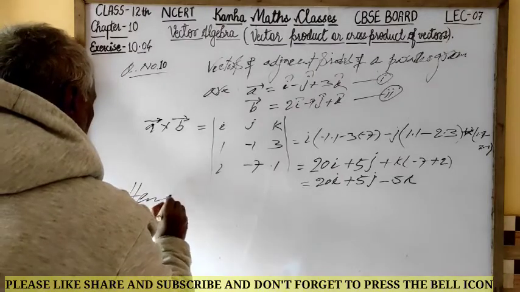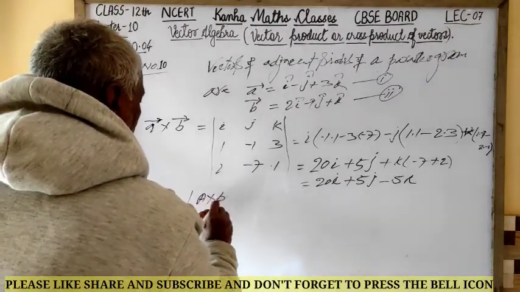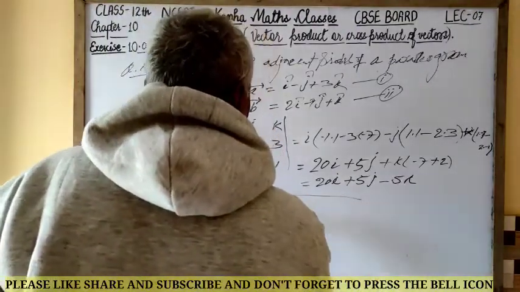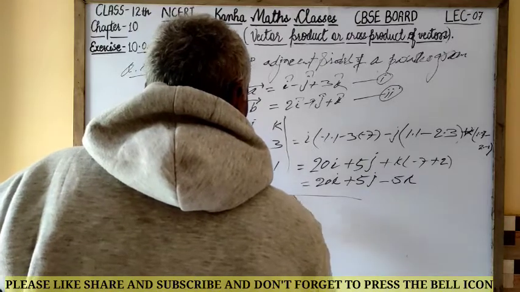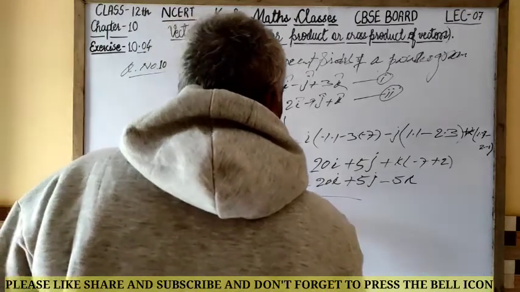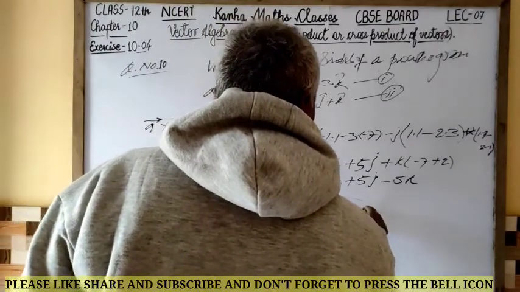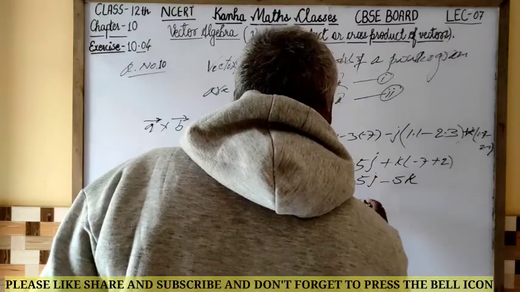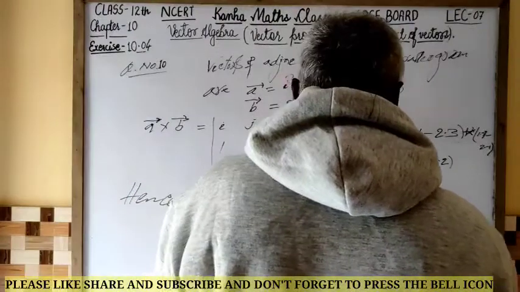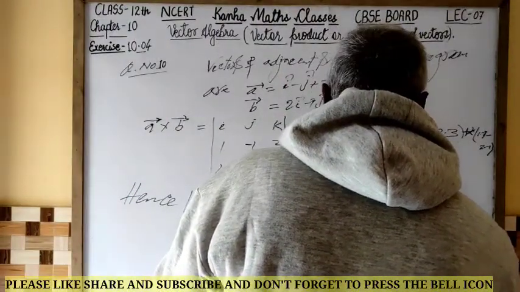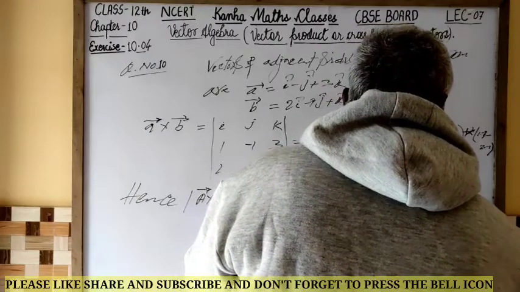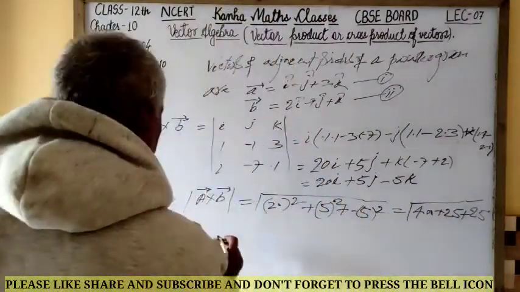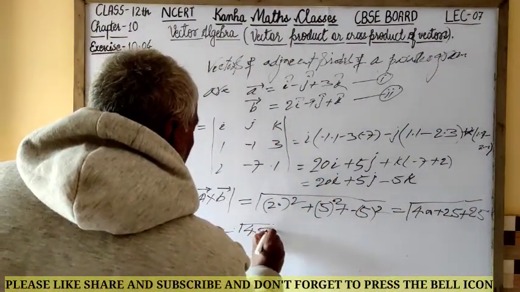Hence, the mod of A cross B is equal to under root 20 square plus 5 square plus minus 5 square. 20 square means 400, and this is 25 plus 25, so under root 450.